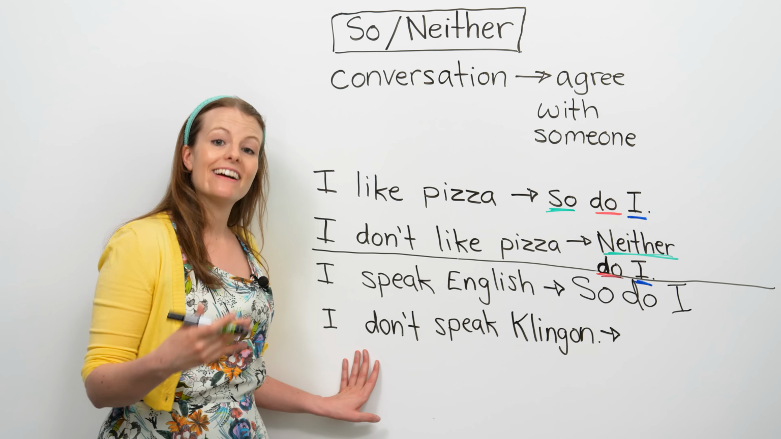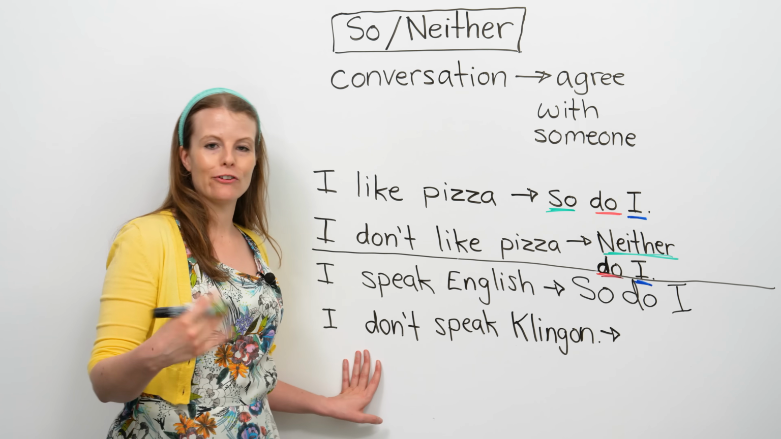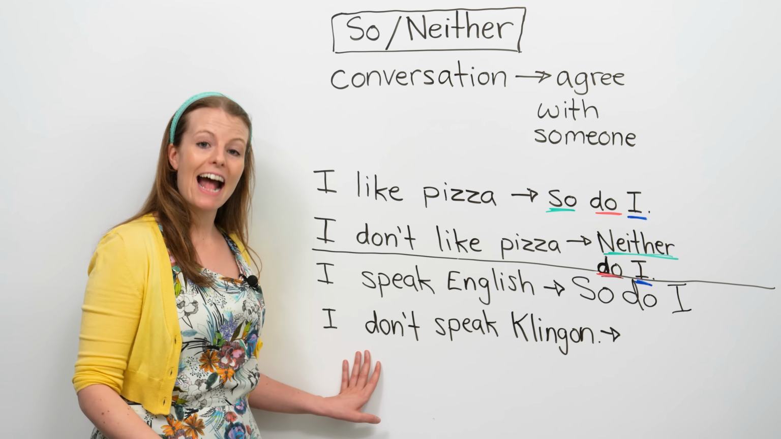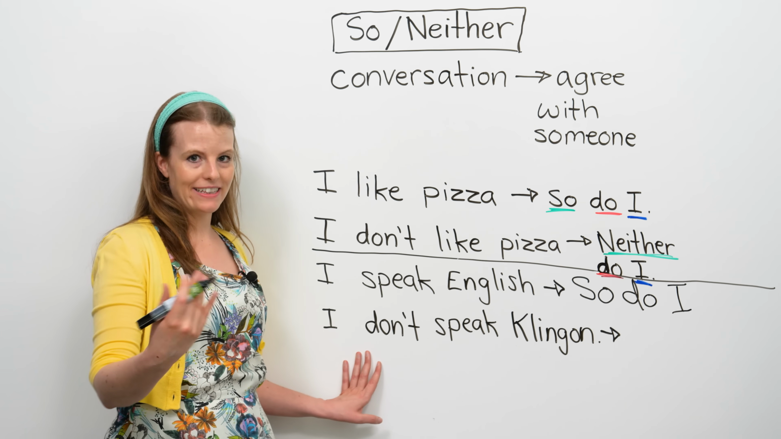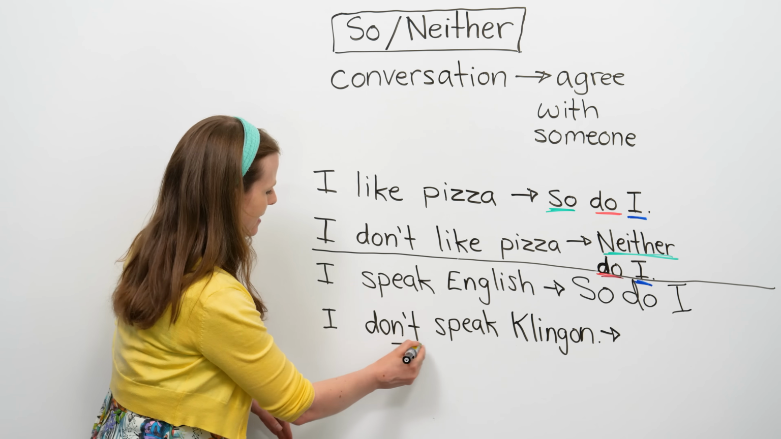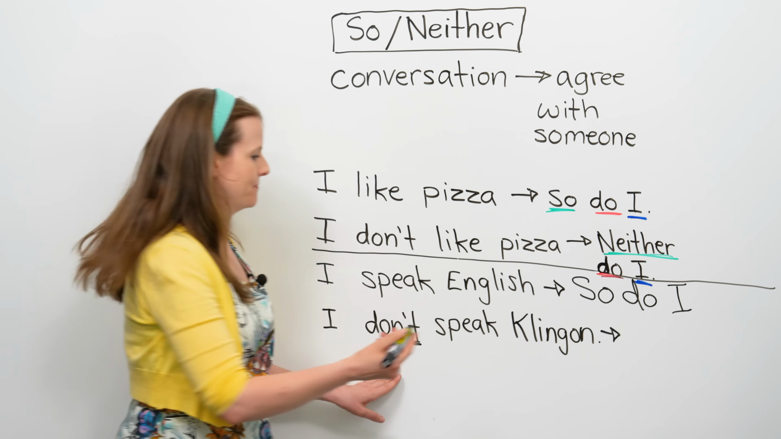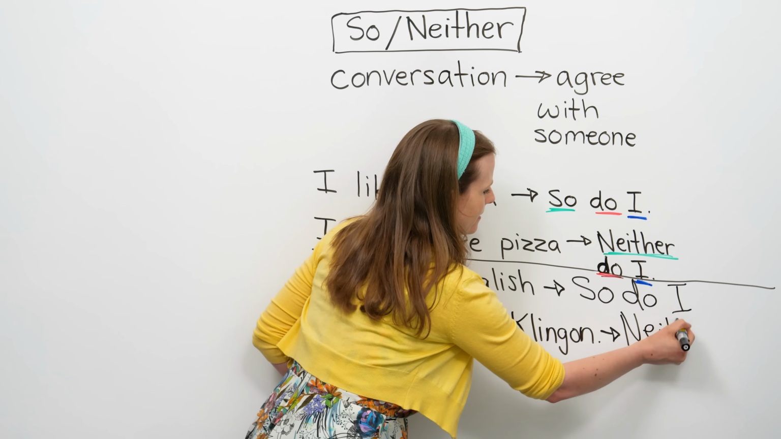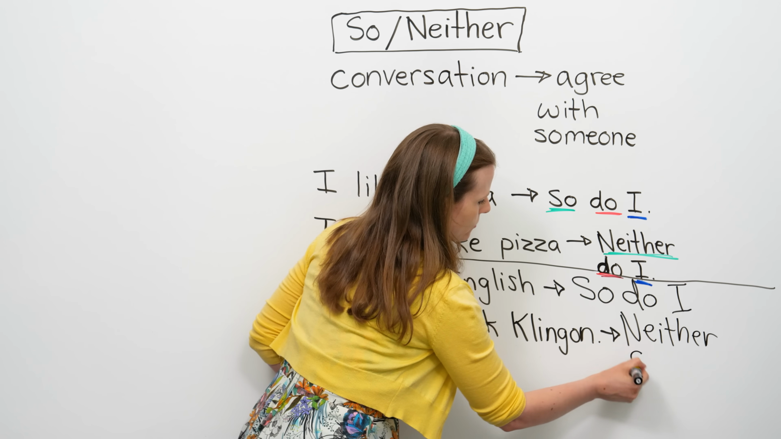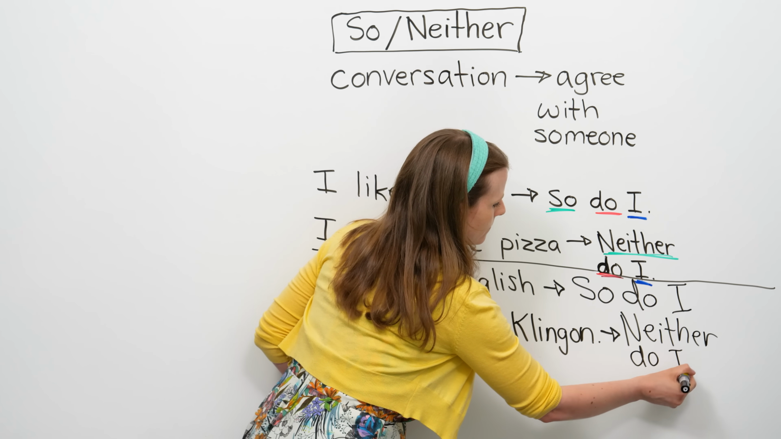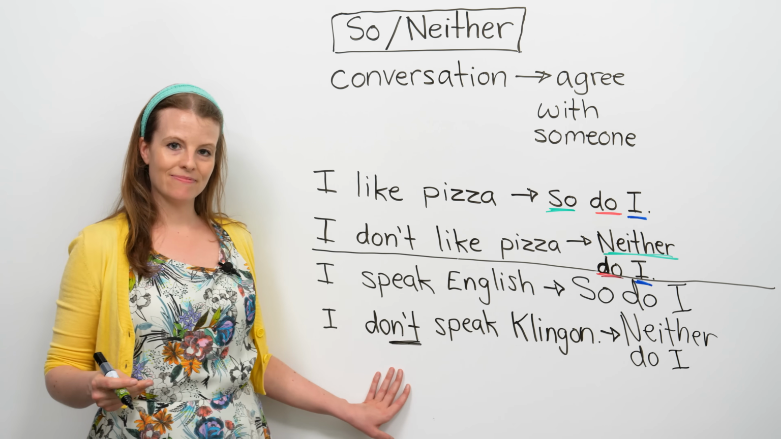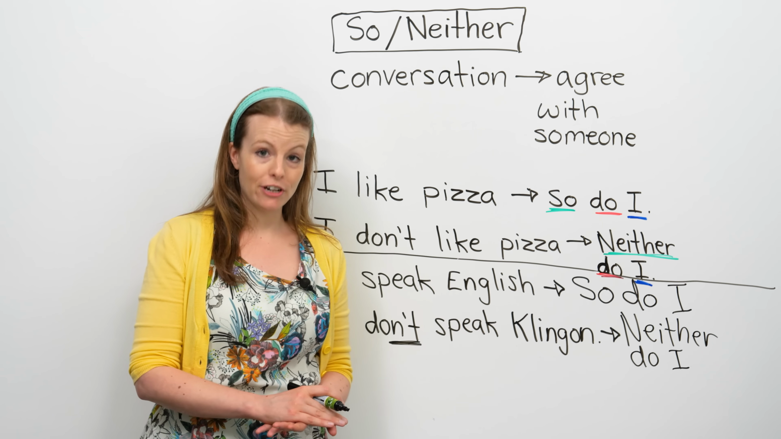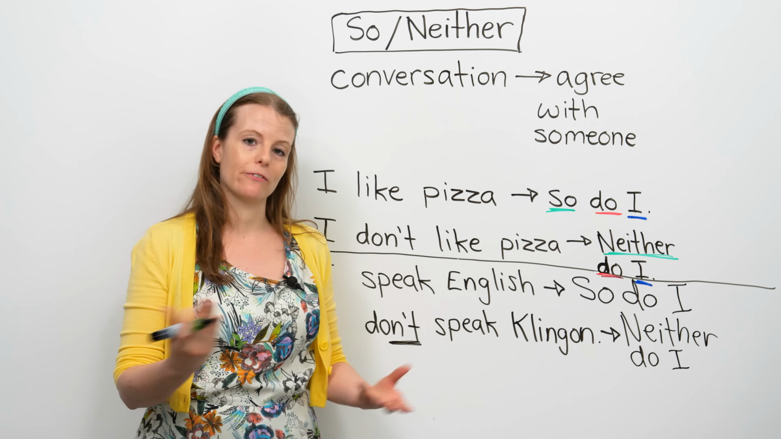Okay, let me think about something else. I don't speak Klingon. This is a language from Star Trek. I don't speak Klingon. If you wanted to add to this conversation, you can say, so we have here, it's a negative. It has the word not. Neither do I. So we use so and neither when we want to show agreement with what somebody's saying in a conversation.